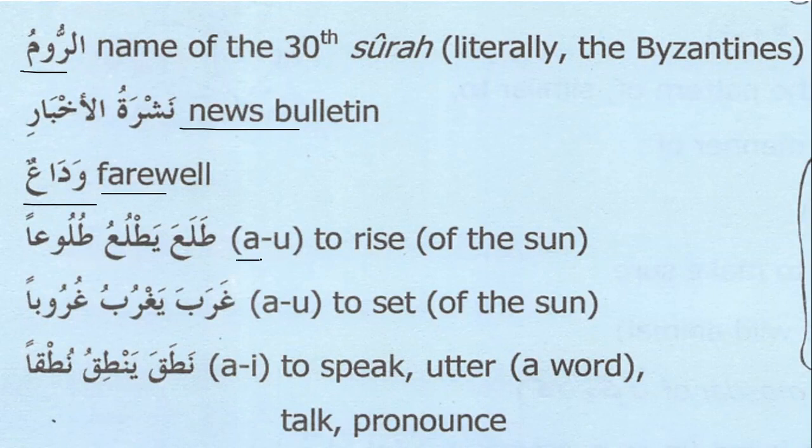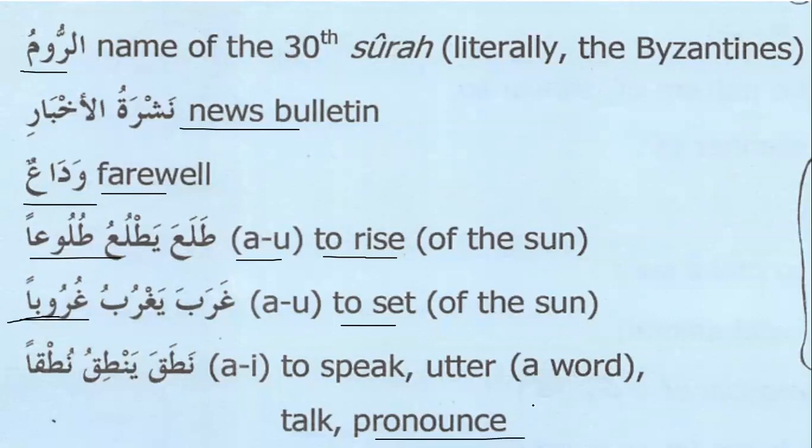So it is from Bab Nasara Yansuru. The Sheikh has used A and U. That means this is from Bab Nasara Yansuru. Similarly, we have Gharaba Yaghrubu Ghuruban. So Tulu' and Ghurub. Now we know that these are the, what do we call them? Masadr. Tulu'un wa Ghurubun. To rise and to set. Nataqa yantiqu nutqan. To speak, to utter, and to pronounce.